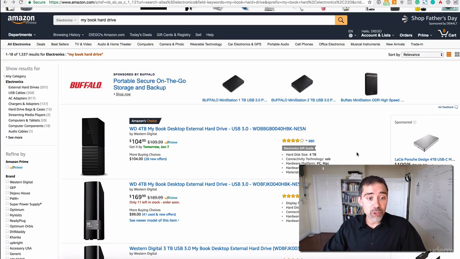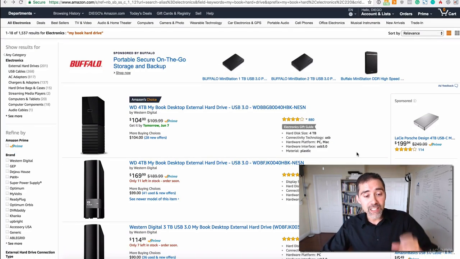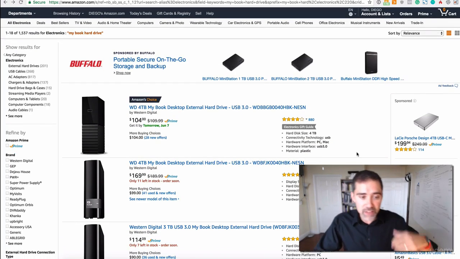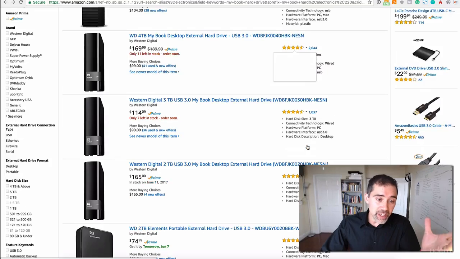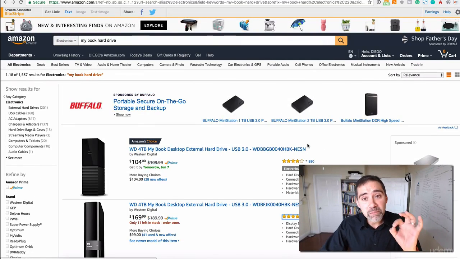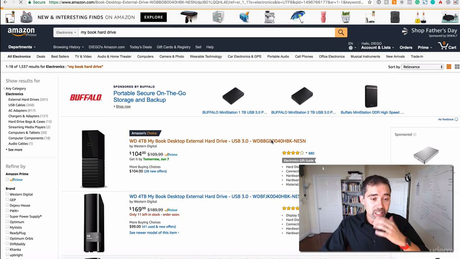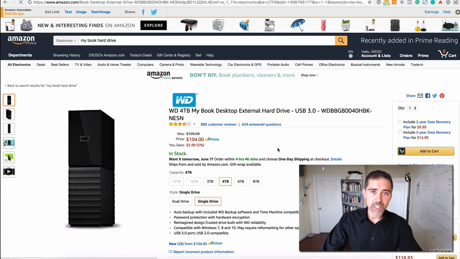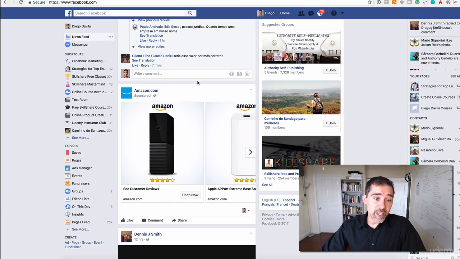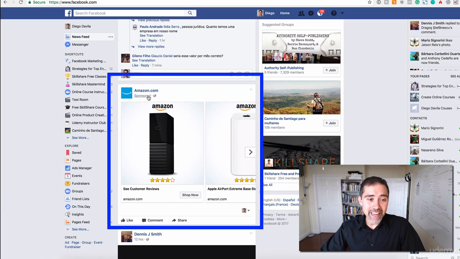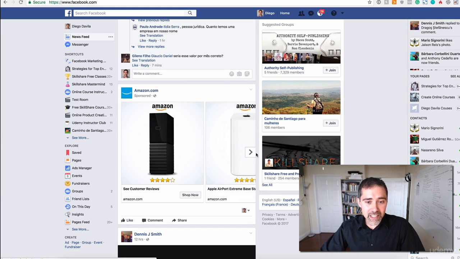Yesterday I was looking for a hard drive to use as a backup on my computer to save all my classes and files. I looked at all the options here, but I didn't complete the purchase. So what happened today? Today, I go to Facebook and I see on my timeline an ad, as you see here, sponsored by Amazon. I see ads for that specific hard drive.